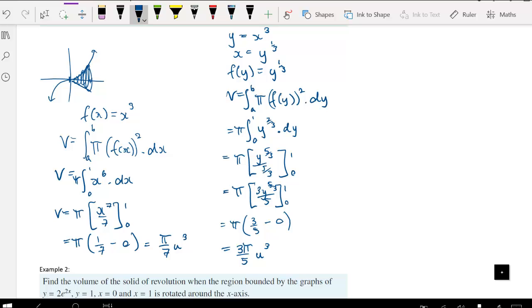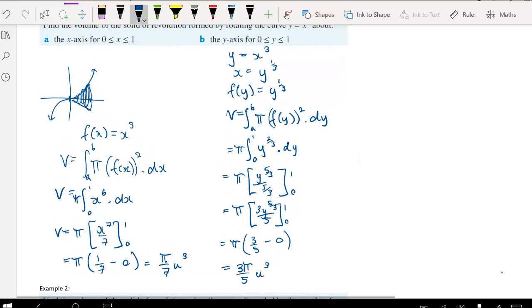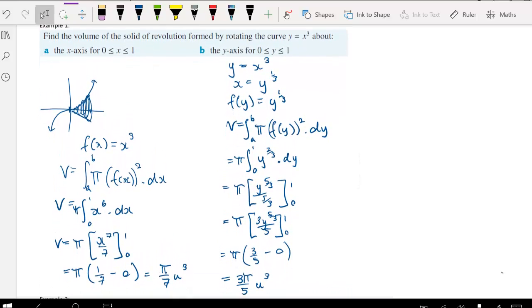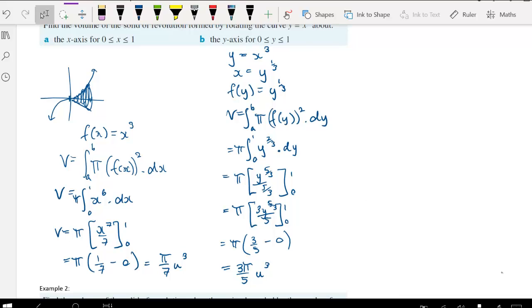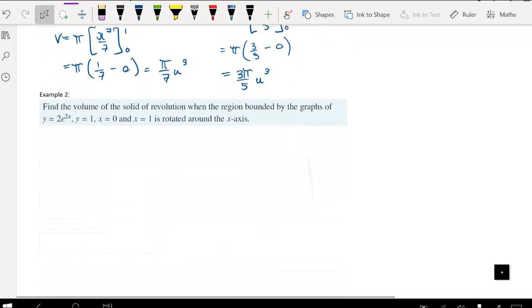Okay, so you can see two simple little examples there using y equals x cubed and rotating about the x-axis and y-axis between 0 and 1, and the differences between the volumes formed. So we'll continue moving forwards.